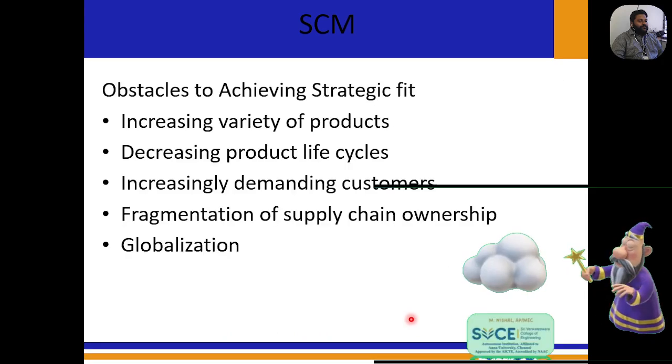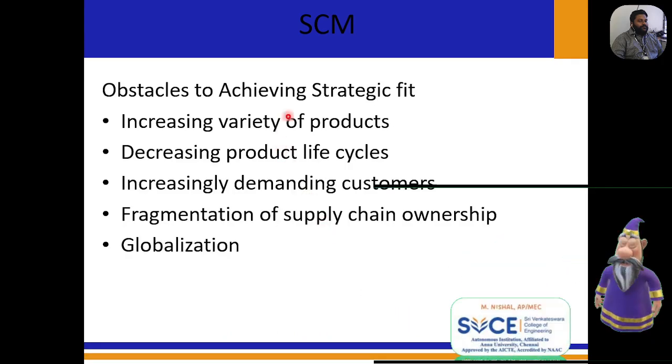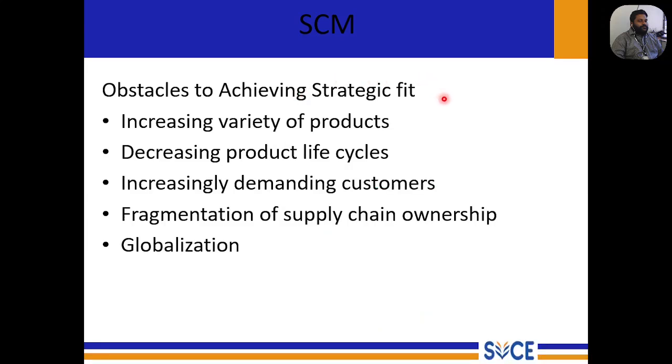So, what are the obstacles to achieve the strategic fit for the supply chain management? Increasing variety of products, decreasing product life cycle, increasingly demanding customers, fragmentation of supply chain ownership, and globalization. So these are the various obstacles to achieve a strategic fit for supply chain management.